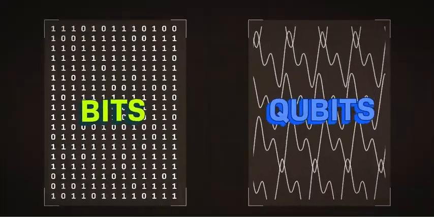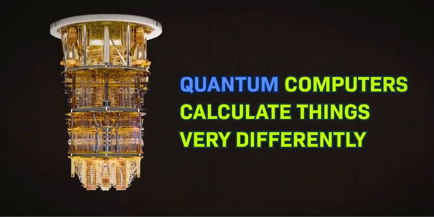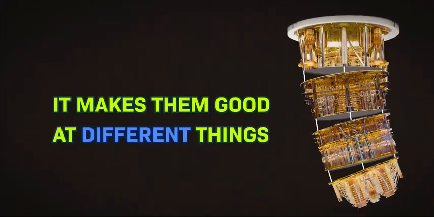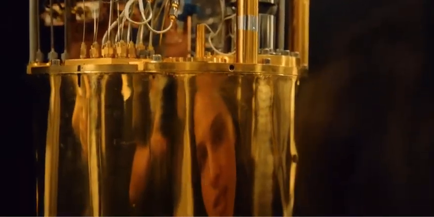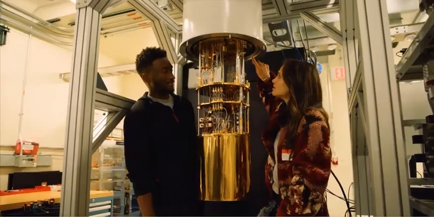If this is all confusing, don't worry. All you really need to know is that quantum computers calculate things very differently than classical computers do, and that makes them good at different things. Quantum computers are not going to be faster at everything than a classical computer. It's not good for addition, right? Because your calculator and your phone is perfectly good at that. But the things that quantum computers are good at is finding structure in tons of data.